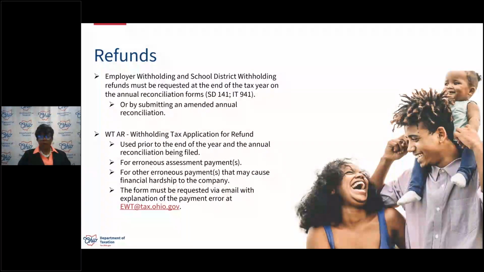The form must be requested by email. It is not on our website. You can look up the form. It will give you information about refunds and requesting the document itself. And you're going to send your explanation of the payment error to our EWT at tax.ohio.gov and request the form, and we will get that back to you after reviewing the information.